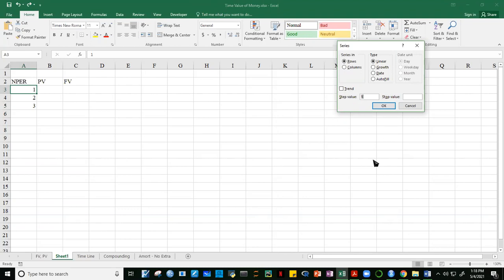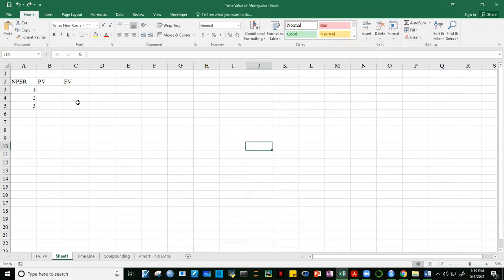Okay, sige. And then, our series is in columns, diba, pababa. So, dapat, ang default kasi rows. Kasi pag rows, mag-fill siya ng paganito, left to right. Gusto natin pababa, no? Columns. Okay? Step value. So, dapat andito tayo ngayon pala, guys, ha?